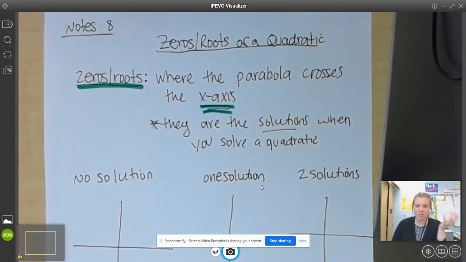And the reason it has two names is that it's just two names for the same thing. So sometimes I'll call them zeros, sometimes I'll call them roots. They mean the same thing. So they're interchangeable. Those words mean the exact same thing.